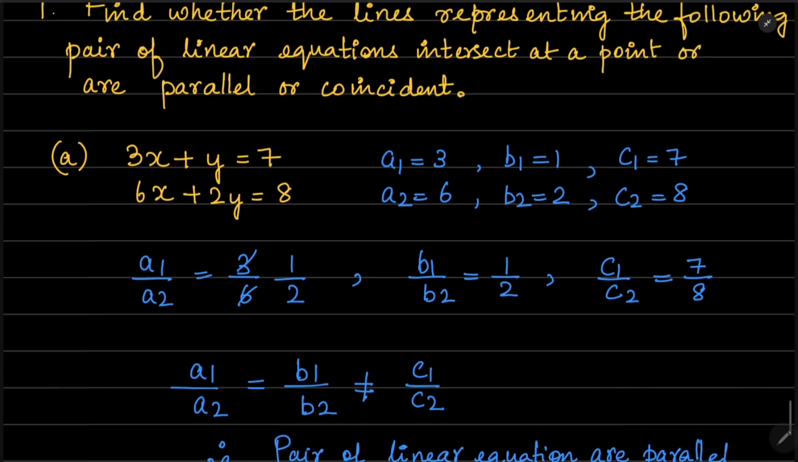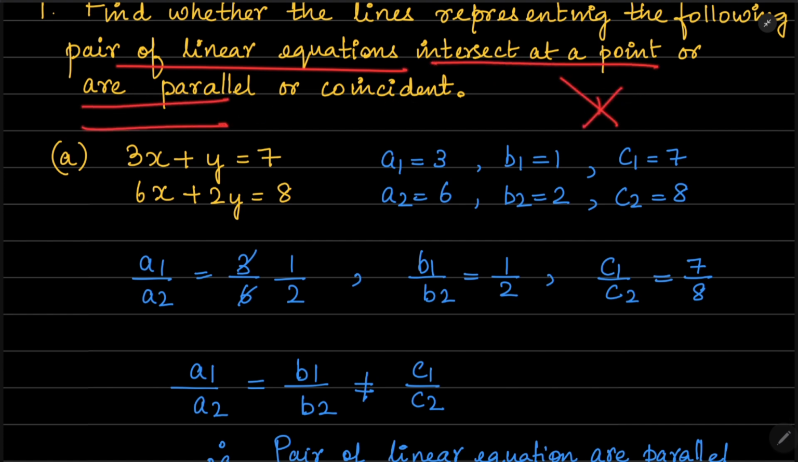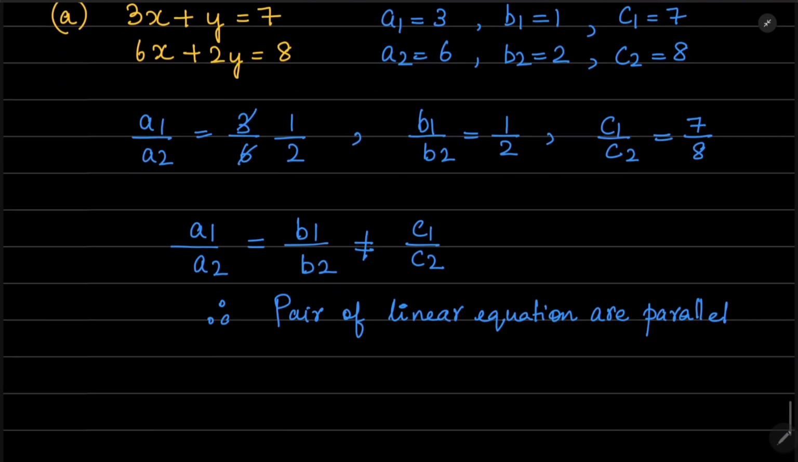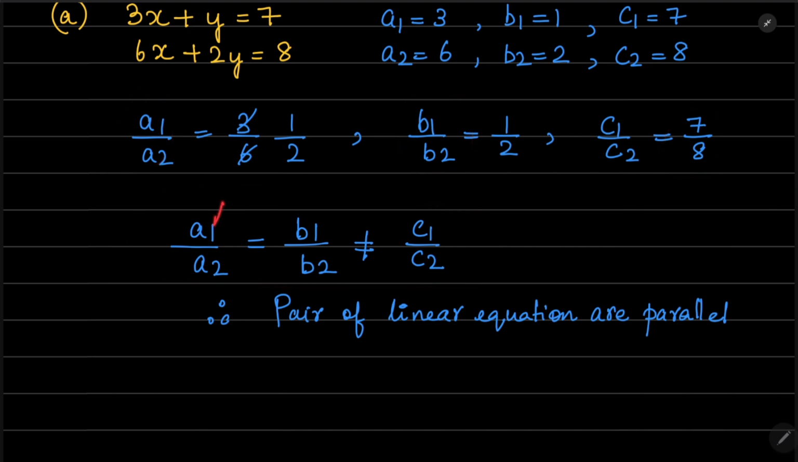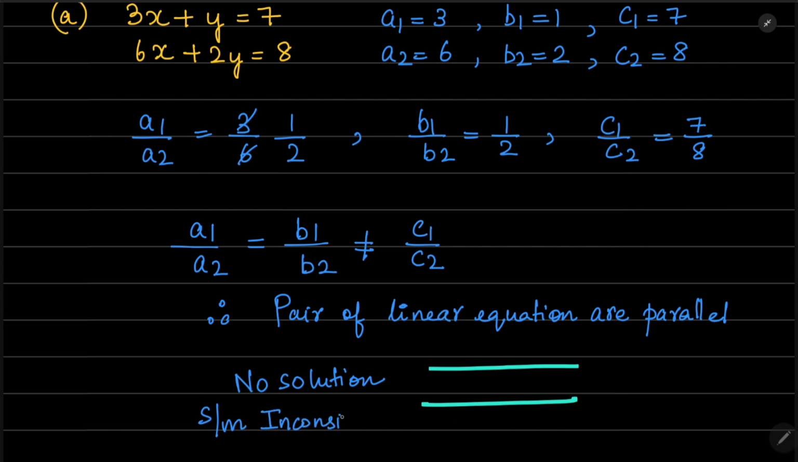You're asked to check if the pair of linear equations, whether they'll intersect at a point, whether they'll be parallel, or whether they'll be coincident. So here we found that using the given ratios of the coefficients, this is what is applicable, that is A1 by A2 is equal to B1 by B2, but that's not equal to C1 by C2. Therefore, the lines or the pairs of linear equations are parallel to each other. So whenever you have parallel, it means that it has no solution. And if it has no solution, it means the system is said to be inconsistent. So these are the things that you have to remember.